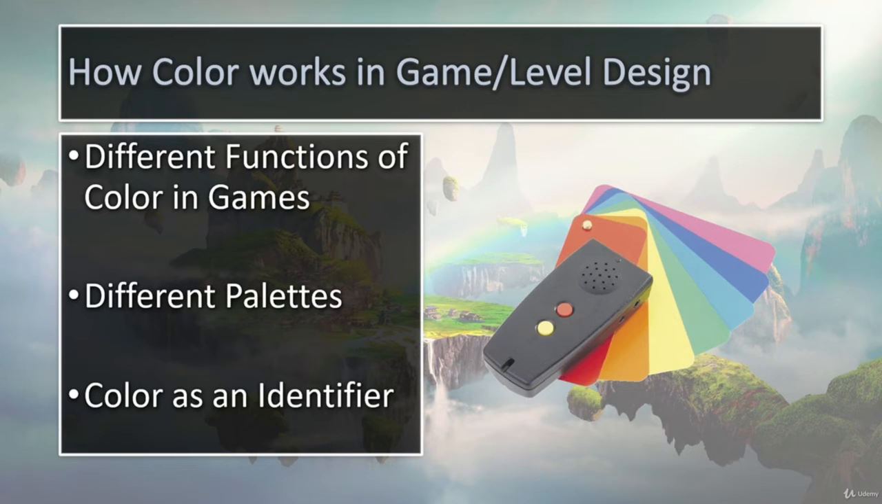And then for the next 3, 4, 5 sections after that, I'm going to be talking about color as an identifier. So taking how to use visual hierarchy and bringing it to the next stage of how to effectively use this in game and level design. I'm going to talk about color as an identifier. So how to associate a specific color to a specific rule or mechanic.